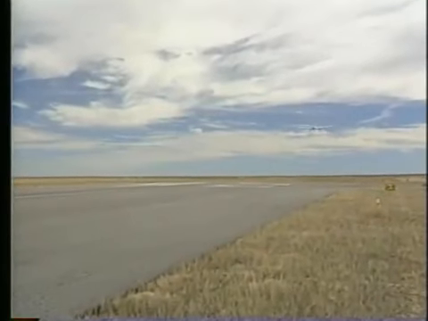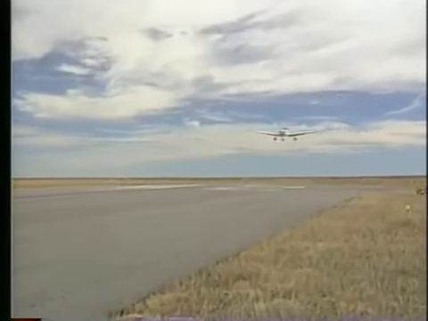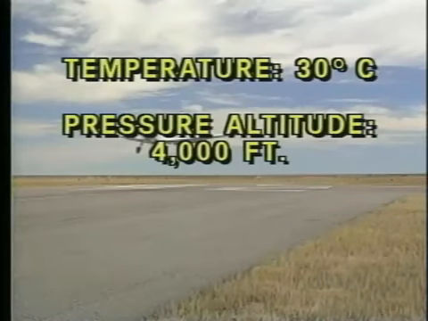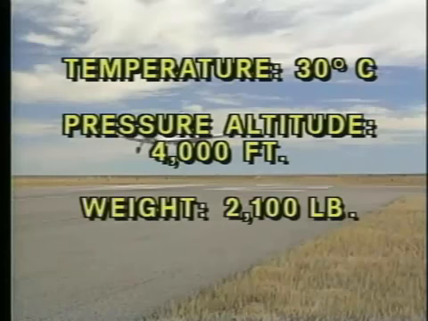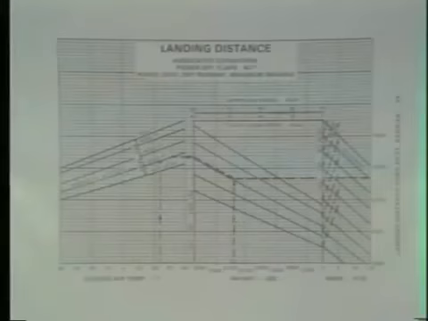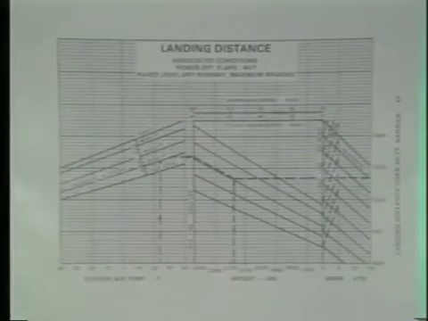For this sample problem, we'll assume the following conditions exist. The temperature is 30 degrees Celsius. The pressure altitude at the airport is 4,000 feet. The airplane's landing weight is 2,100 pounds. And you're landing into a 5-knot headwind. Now use these values to predict the landing distance by following a path through the graph.